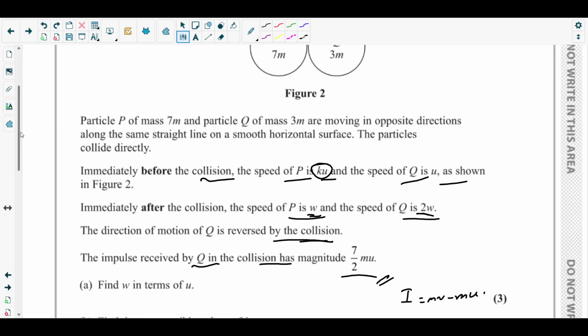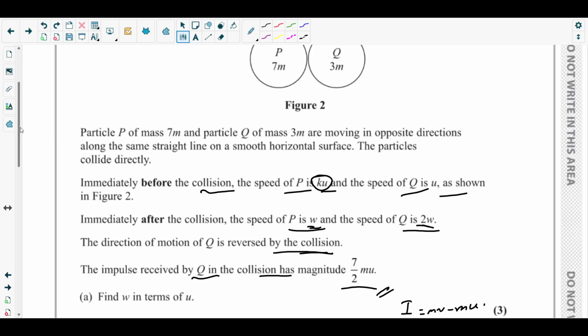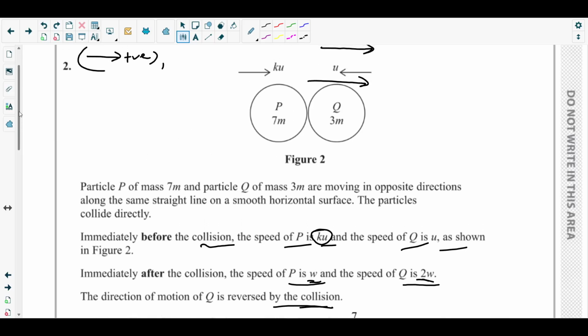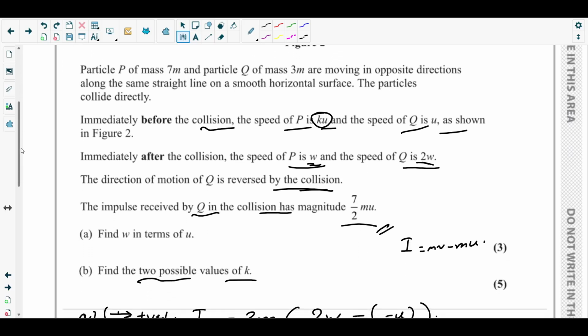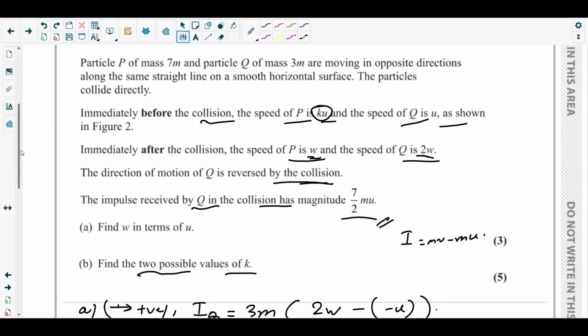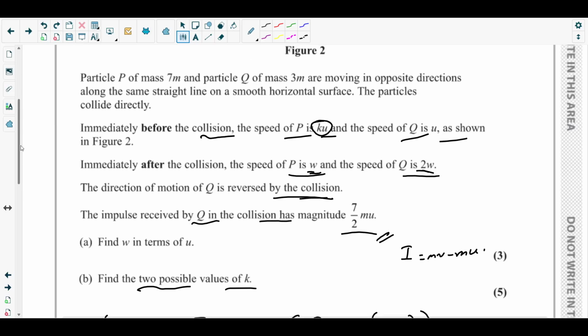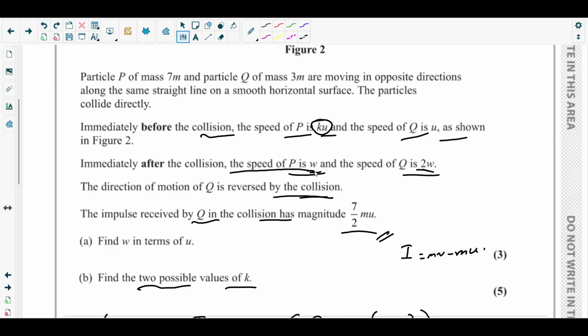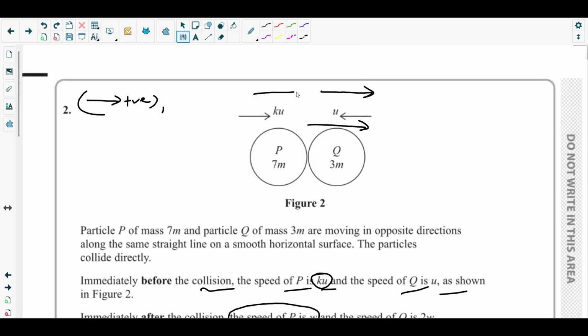So how can k have two possible values? The reason is the speed of particle p after the collision. Is it mentioned? Yes, it's mentioned. The speed of p after collision is w, but the direction is not specified here. Only the direction of motion of q after the collision is specified. That's why for two different directions, either to the right or to the left after collision, we will get two different values for k.